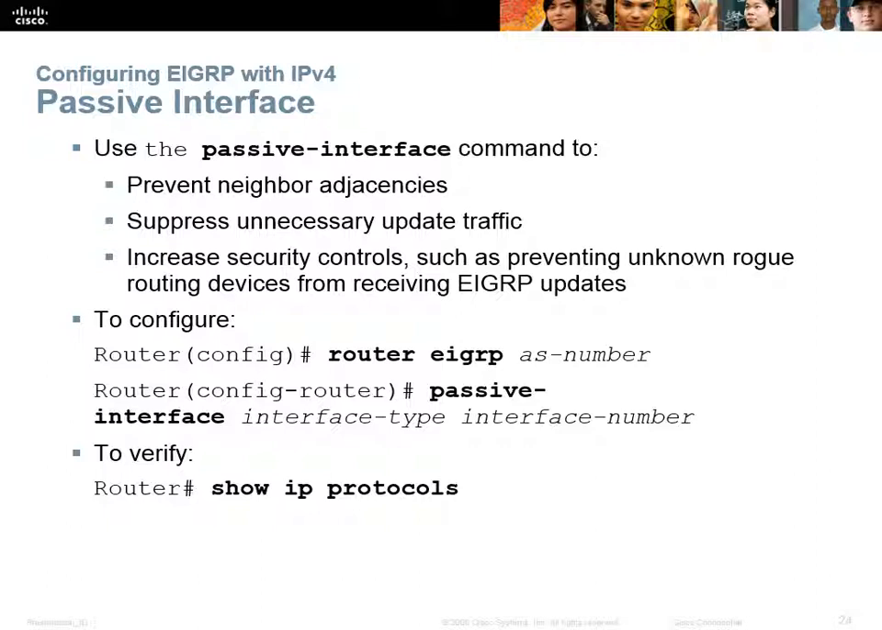So if I want to make it passive, router EIGRP 1, passive-interface, type and interface number. Fast 0/0, right? That's it. So I'm specifying that my passive interfaces are these interfaces.